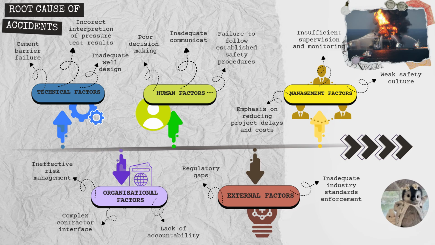Then, organizational factors such as ineffective risk management, complex contractor interfaces between multiple parties, and lack of accountability further increased the risk. And lastly, the regulatory gaps and inadequate enforcement of industry standards represented important external factors. The combination of these factors ultimately led to the catastrophic blowout and explosion of the Deepwater Horizon offshore drilling platform.